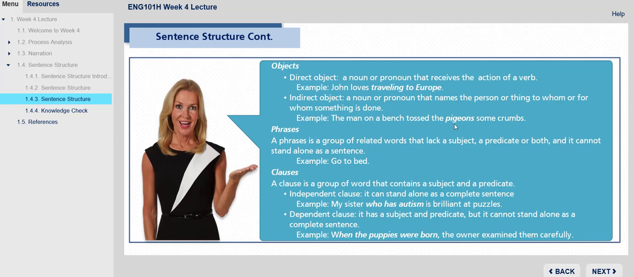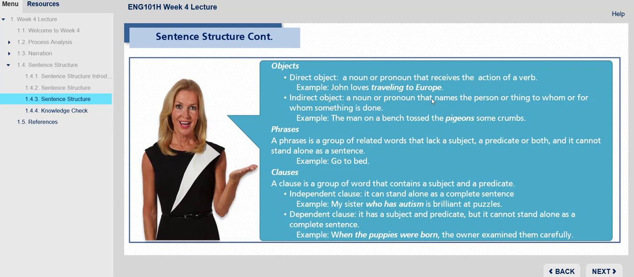But just basically understand that here you have John loves traveling to Europe. In other words, this whole thing comes directly after the verb. That's a direct object. And here, this does not come directly after the verb. In other words, the man tossed some crumbs to the pigeons. And so that is the most correct way to say that, when you say tossed to the pigeons some crumbs. So the to in this sentence is understood.